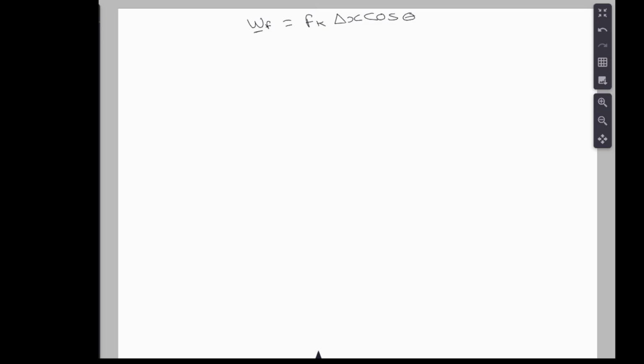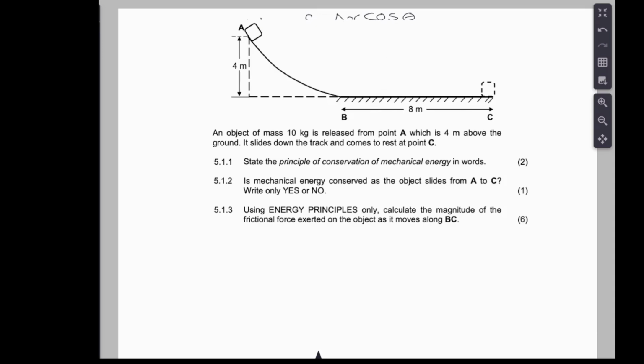So now we need work. We're going to say work net, the total work done, is equal to the change in kinetic energy. I don't want to add the 4 meters, because what we are trying to calculate now is the work done between point B and point C, as the question says.